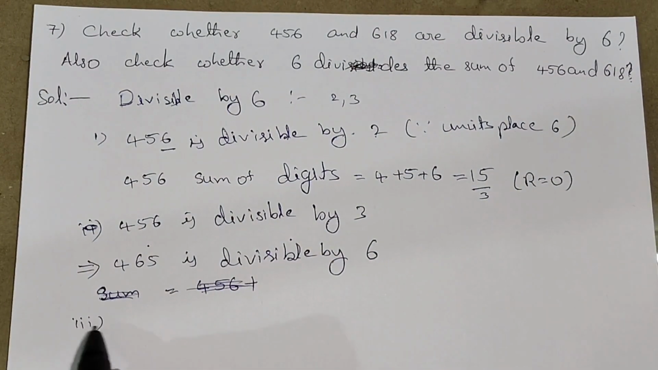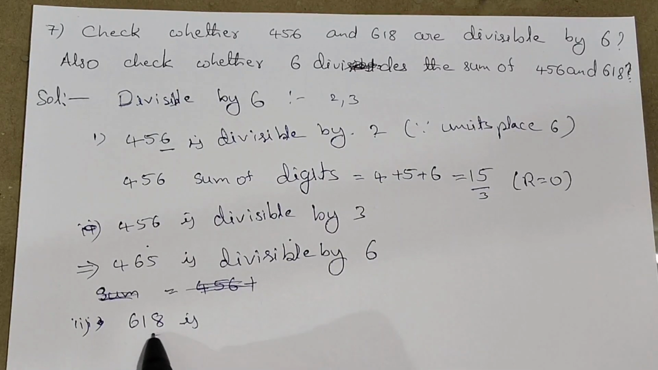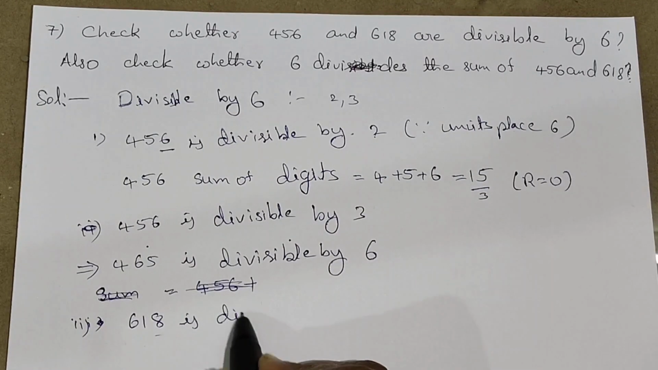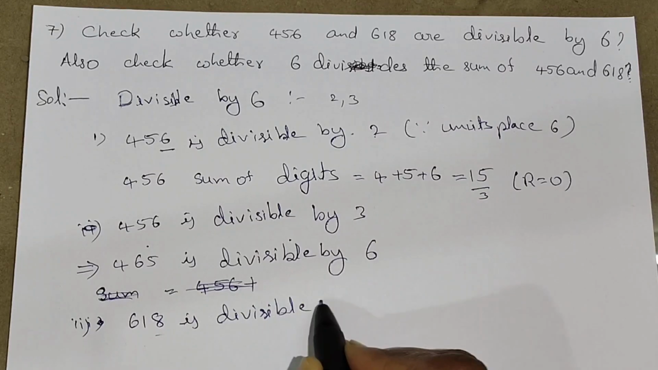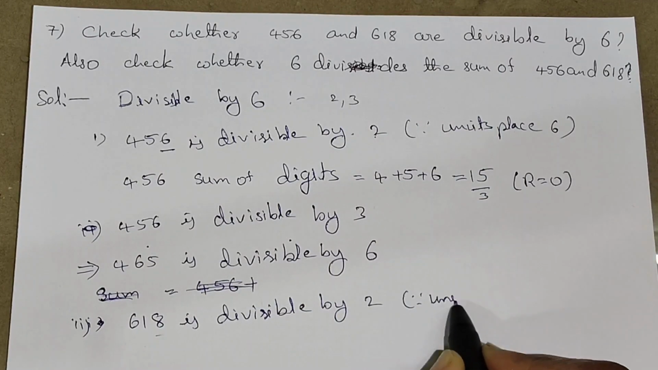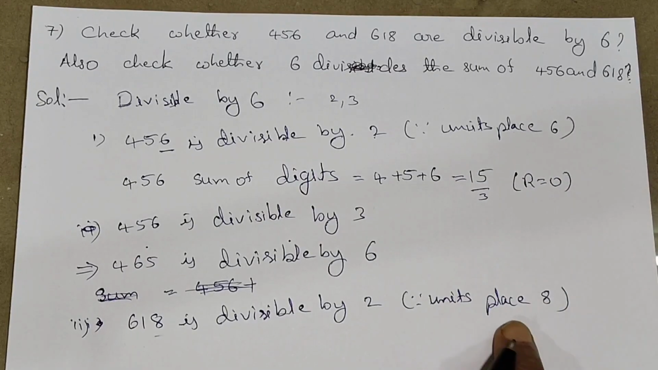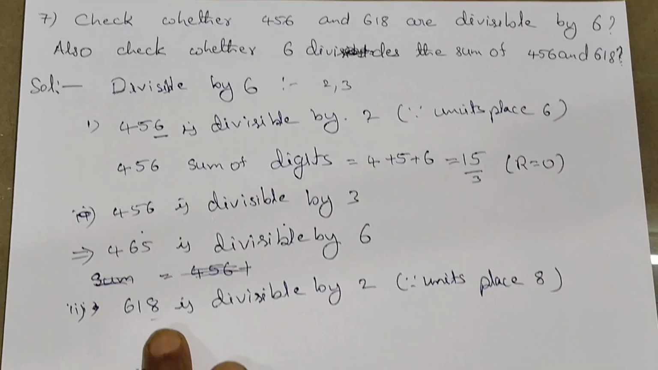Next number is the second number, 618. Here the units place is 2, so it is divisible by 2. Since the units place is 8, this number is divisible by 2.